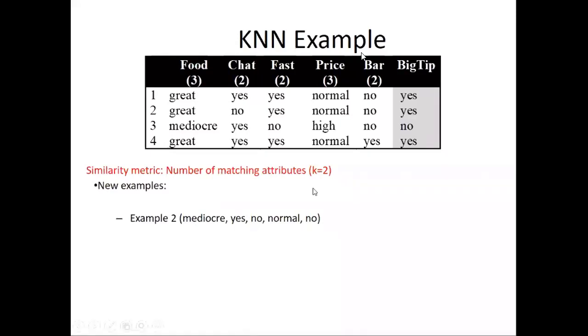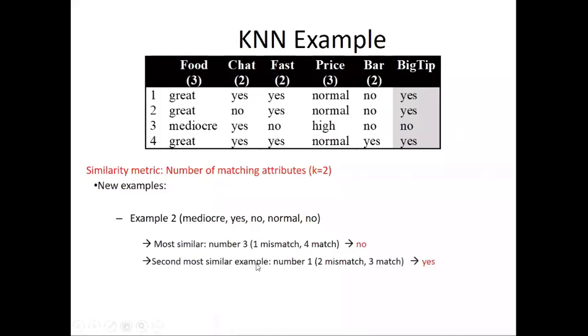So you can see here, the first match is with example 3. Very closest to example 3, meaning only one mismatch, 4 match. And the label is no. Now I have to find one more match which is near to my example. The second closest match is example number 1, 2 mismatch, 3 matches. So in this case, you got no and yes.